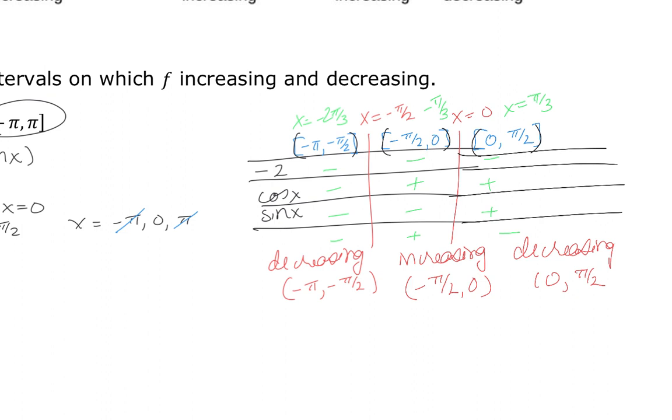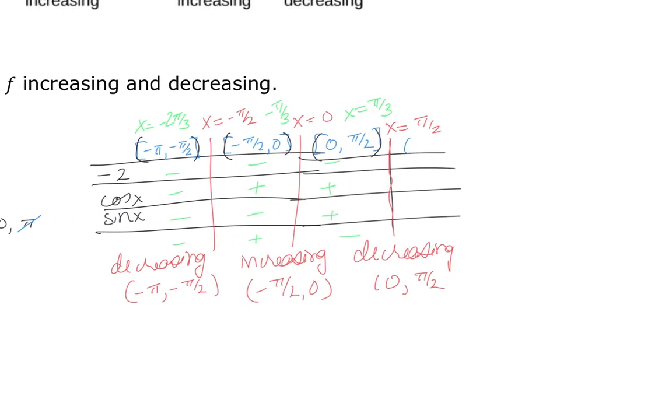Let me expand my chart. I didn't give myself enough room. Then my last point of interest is when x is equal to pi over 2, and the interval I'm looking at is from pi over 2 to pi. So let's use 2 pi over 3. This is negative, this is negative, and this one's positive, so this region is positive. So this is the location of increasing, between pi halves and pi.